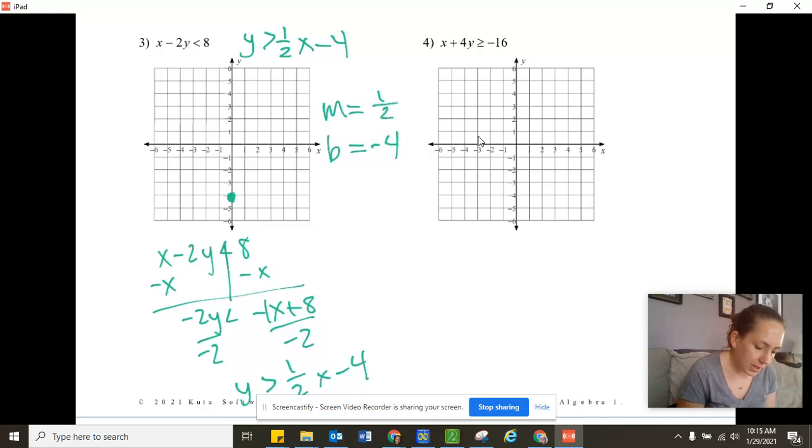So that means I start at -4 and I go up 1 over 2. And I keep going all the way across with that pattern. Then I'm going to go down and left. It does not have a line under the symbol, so that is going to be a dotted line. And since it ends up being greater than, that will be above the line. So any of these points in the shaded region would make my inequality true.